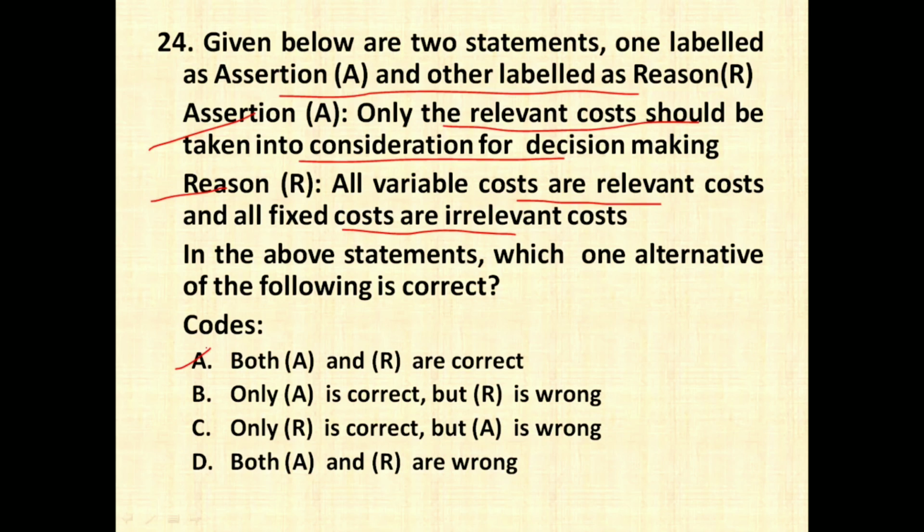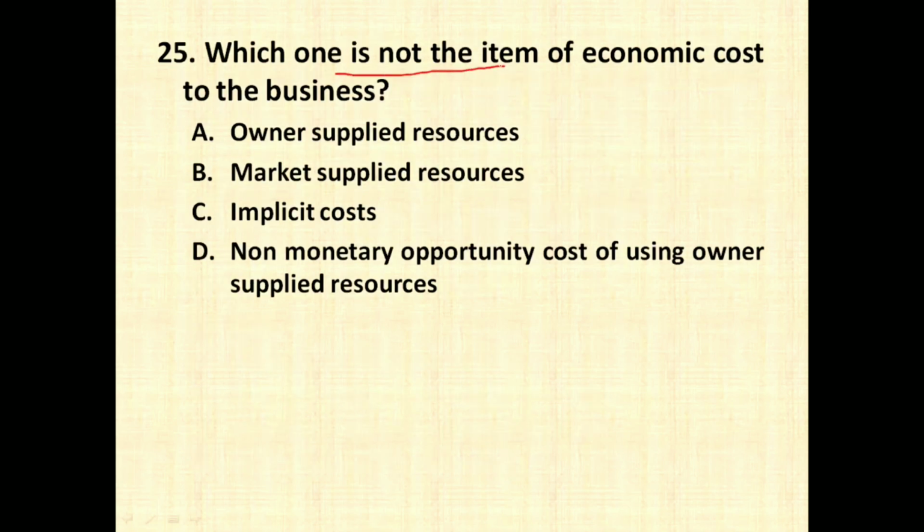answer for this question. The next question is, which one is not the item of economic cost to the business? Owner supplied resources, market supplied resources, implicit cost, non-monetary opportunity cost of using owner supplied resources. So option number D is going to be the right option because it is not coming under economic cost of the business, as it is non-monetary opportunity cost of using owner supplied resources.